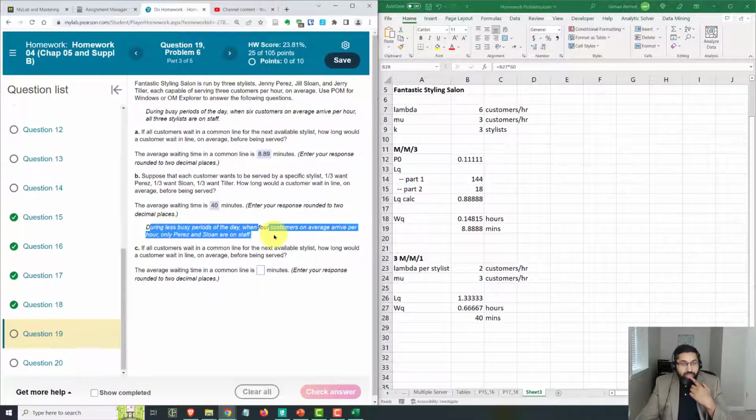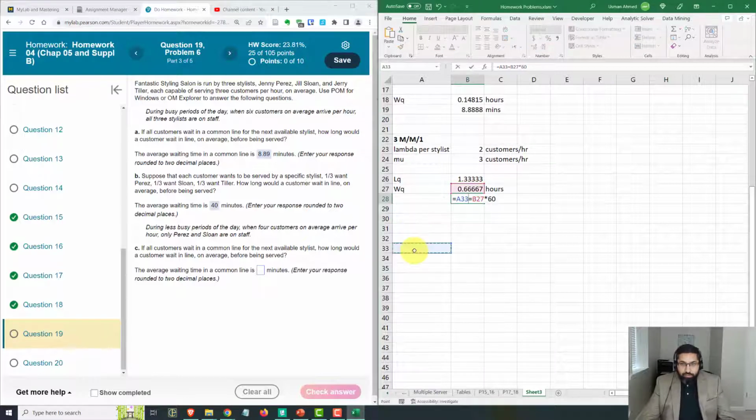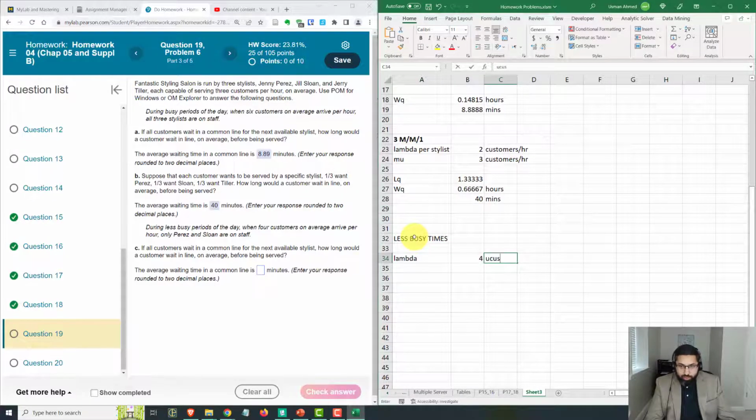during less busy times of the day. So you have to evaluate this situation now. We have this new information. During less busy periods of the day, 4 customers arrive on average. So this was the busy period calculation. We're going to go down and do less busy times. And now lambda is 4 customers per hour. Okay, because we're not as busy to get 6.